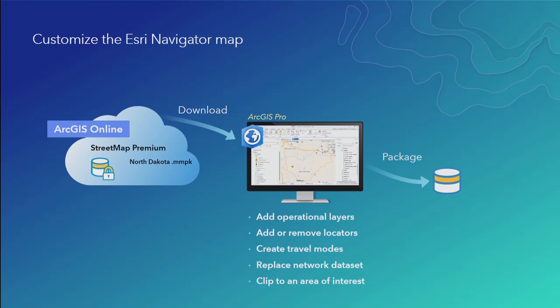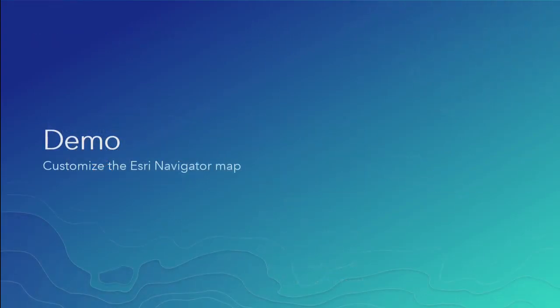You can swap out the network, and then you can clip. So if you download the California map and you only want to clip to your county, you have the flexibility to do that, cut down on file size. And of course, you package that up. So let's see what that looks like. Mark, can you walk us through Pro?